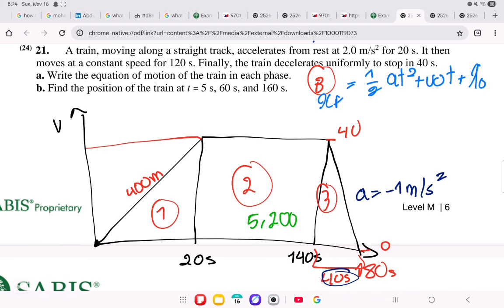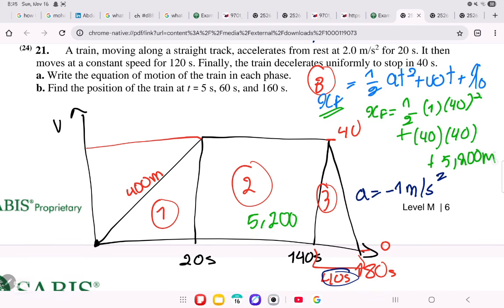So x final is equal to 1 over 2 times 1 times 40 squared plus v0, which is 40, times 40. Sorry, v0, how much is v0? Yeah, 40. Plus x initial, which is 5,200 meters, okay? So what will I get my answer to be? 1 over 2 times 1 times 40 squared plus 40 times 40 plus 5,200. I should get 7,600 meters.